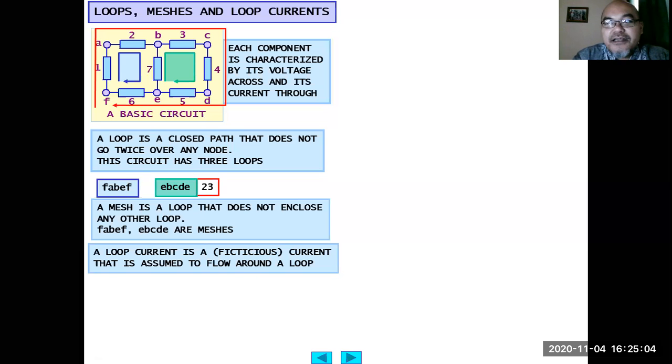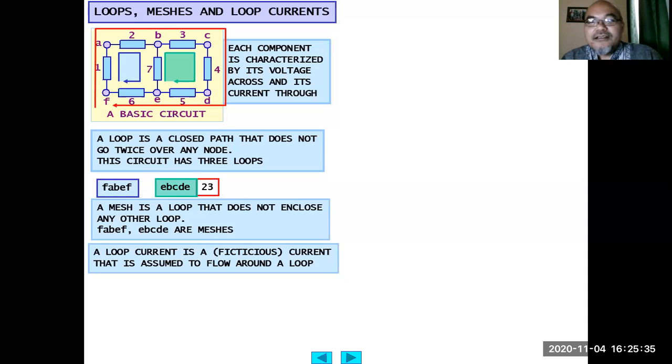Especially this is true when there is more than one loop. For example, there is a single component here, component 7, that is passed by currents from two loops: the first FABEF loop and the second EBCDE loop. Later, the actual current flowing through component 7 needs to be calculated from these two loop currents. So the loop current is used during loop analysis.